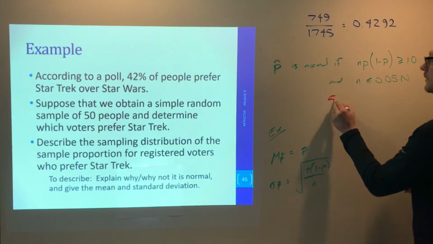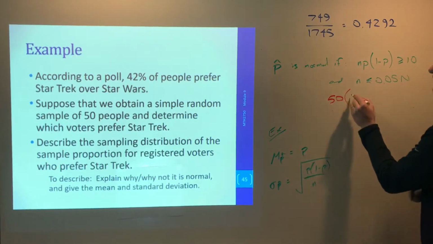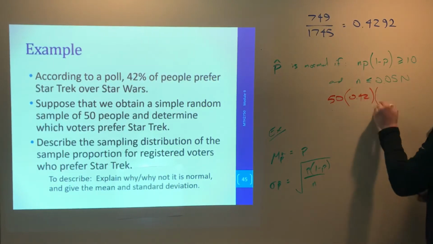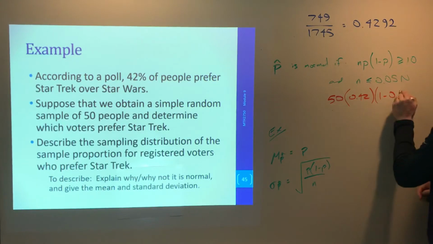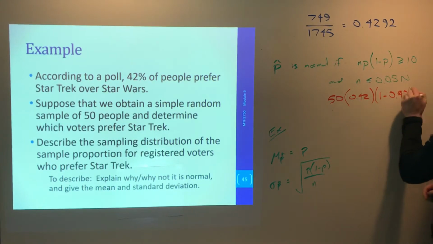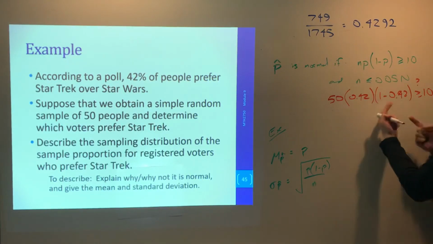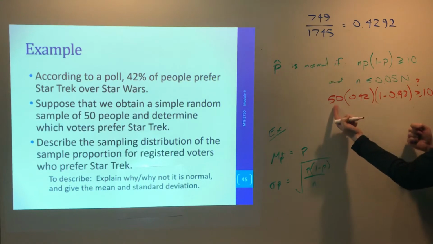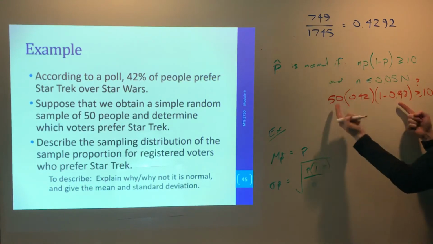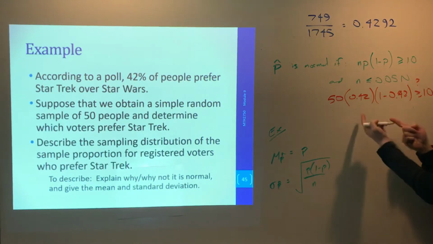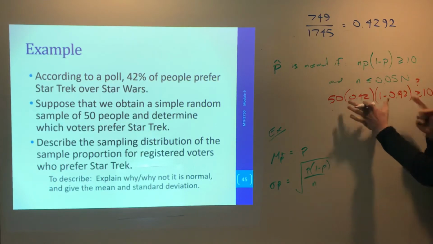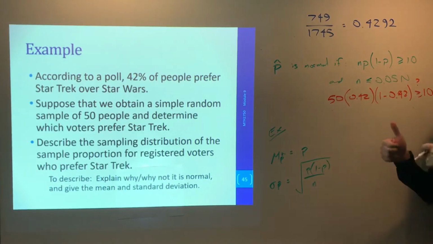Well, I've got 50 times 0.42 times 1 minus 0.42 needs to be greater than or equal to 10. This is about half, this is about half. Half of 50 is 25, half of 50 again is about 12 and a half. I think we end up with somewhere around 12. Is 12 greater than or equal to 10? Yes, it is. So this is going to be normal.